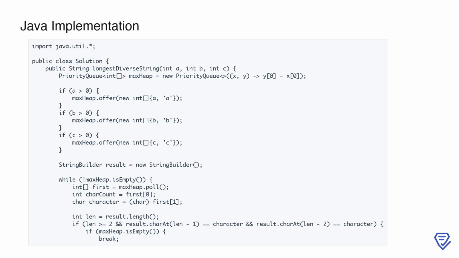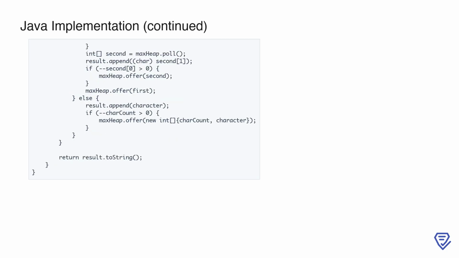Now, we enter a while loop that continues as long as the heap is not empty. The first step within the loop is to extract the character with the highest count from the heap. This ensures that we always prioritize the most abundant character. Before appending this character to our result, we check if the last 2 characters of the result are the same as the current character. If so, appending this character would violate the constraints, so we need to handle that case separately.